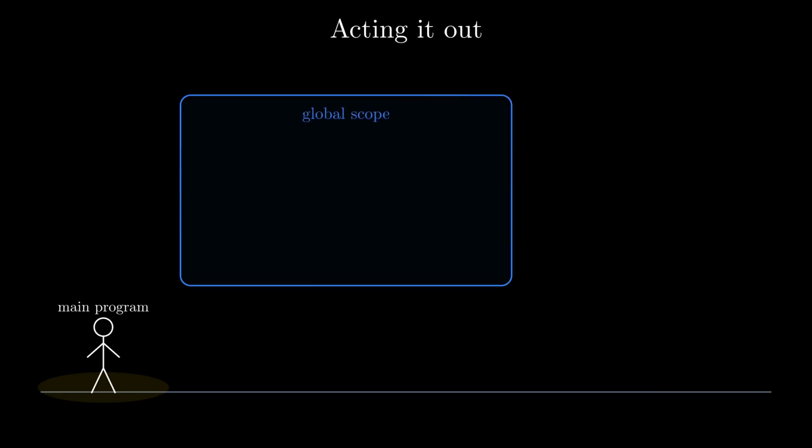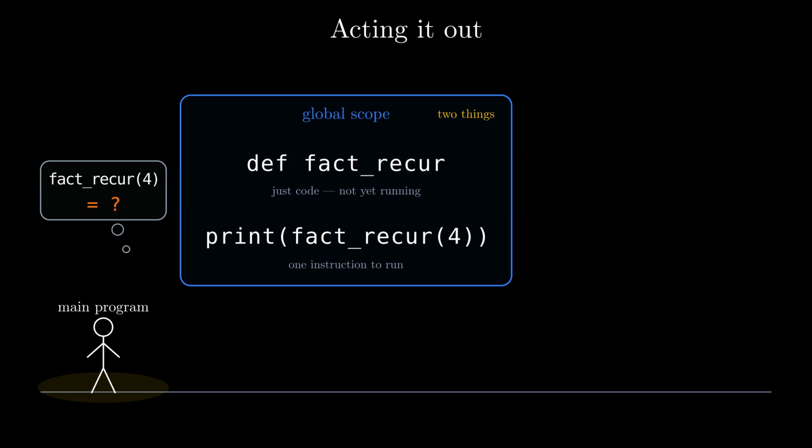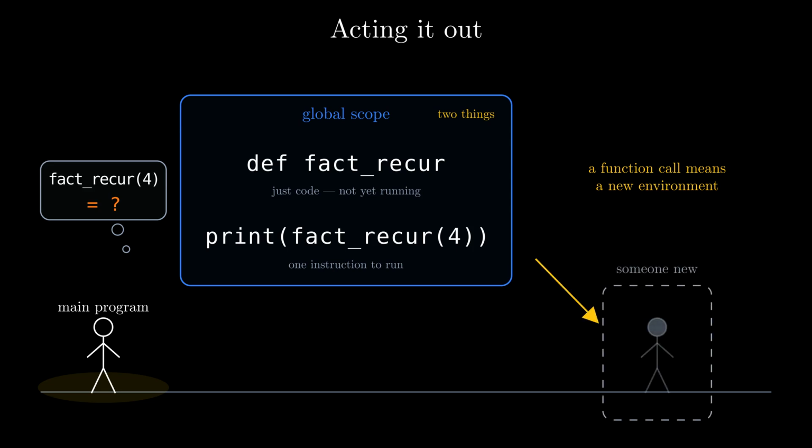To see what the machine really does, we act it out. Picture the main program as one person standing at the front holding the global scope. That scope contains exactly two things: the definition of fact_recur, just code not yet running, and one instruction: print the result of fact_recur of 4. The main program does not know what factorial of 4 is. A function call means a new environment, so someone new must step forward.